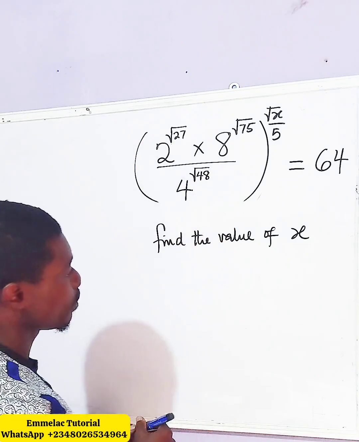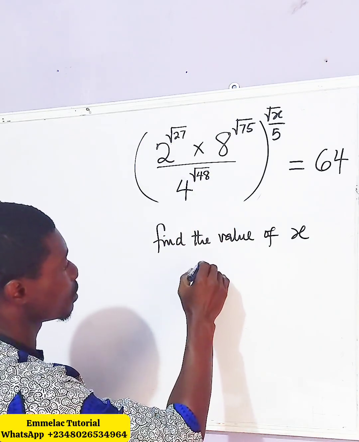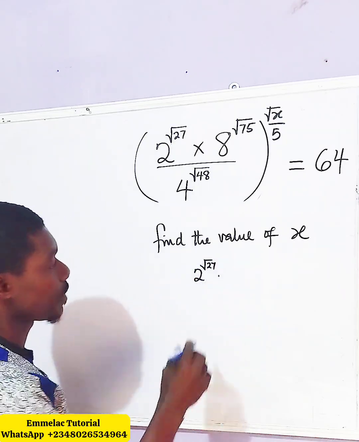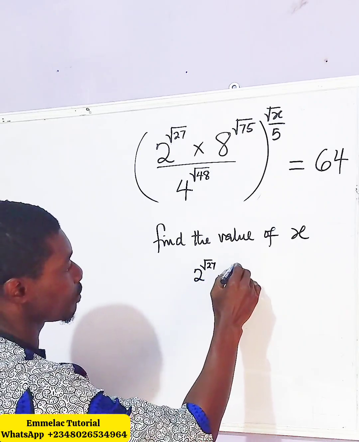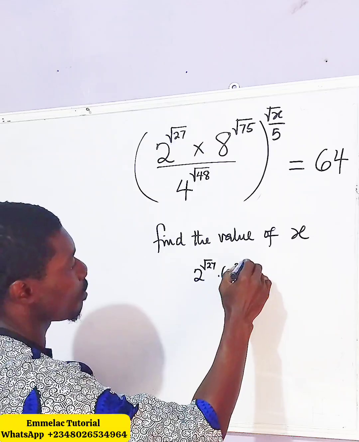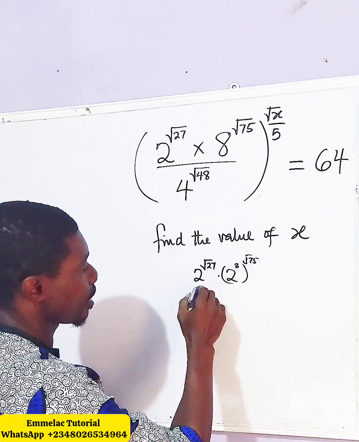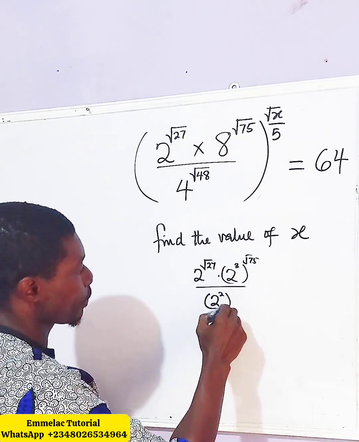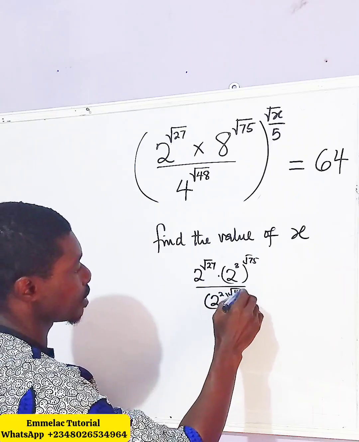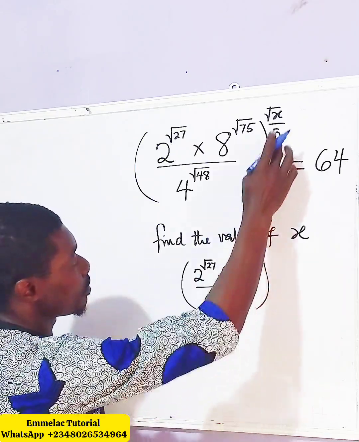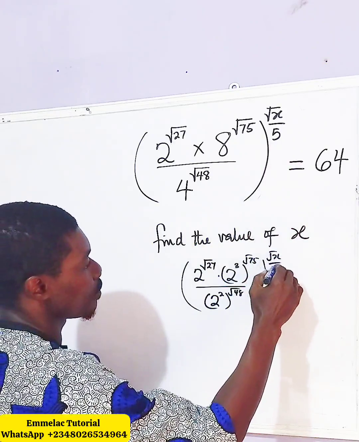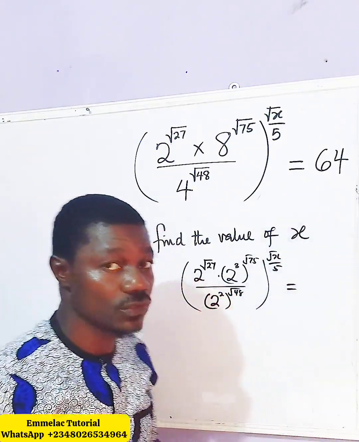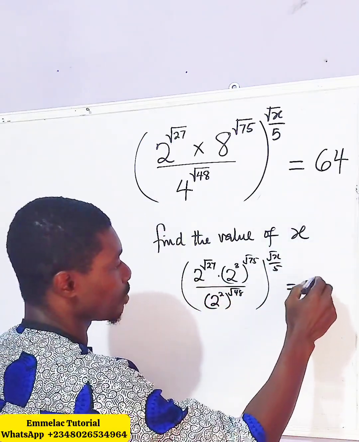Now here, we get to have that 2 raised to the power of the square root of 27, now times, I'll be using this, 2 raised to the power of 3, all raised to the power of root 75, then all over 2 raised to the power of 2, all raised to the power of the square root of 48. Now take note, all these raised to the power of what? The square root of x all over 5, then which equals to, now reducing 64 to the base of 2, that should give us 2 raised to the power of what?